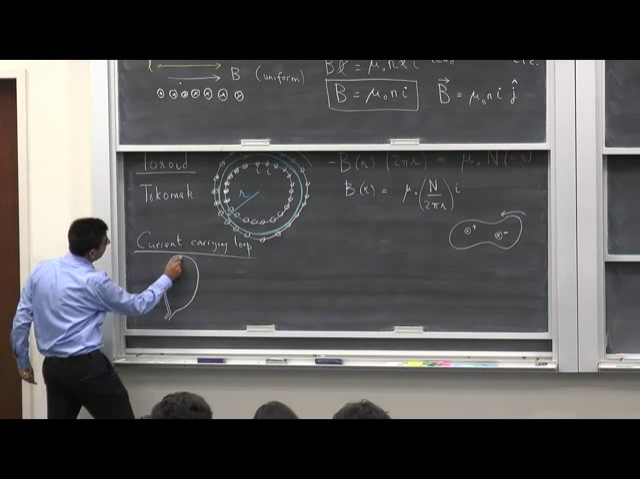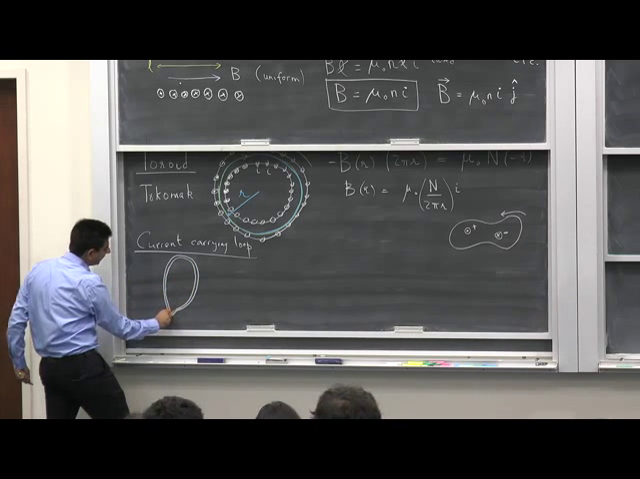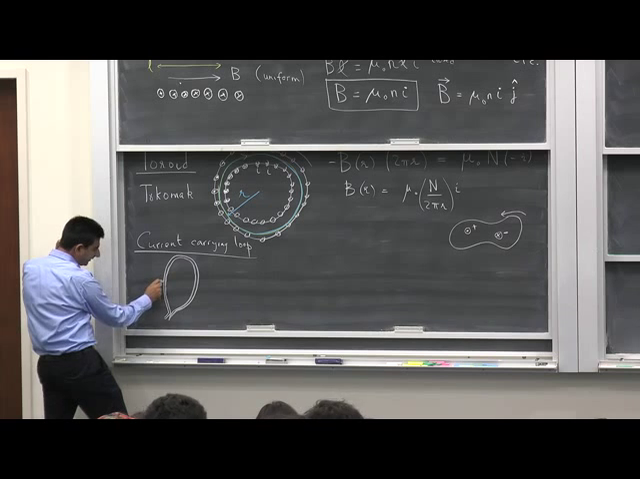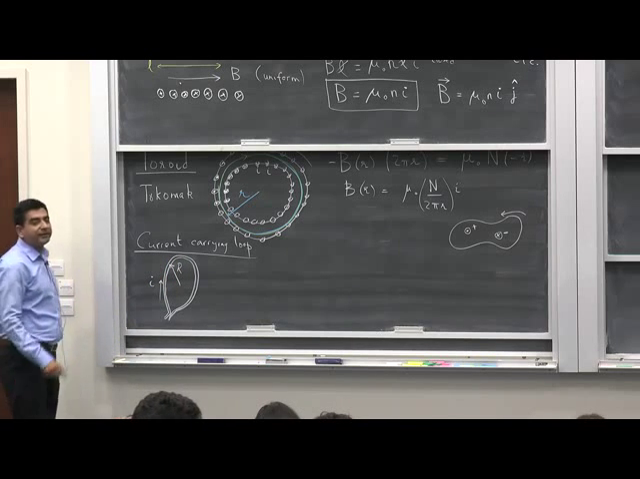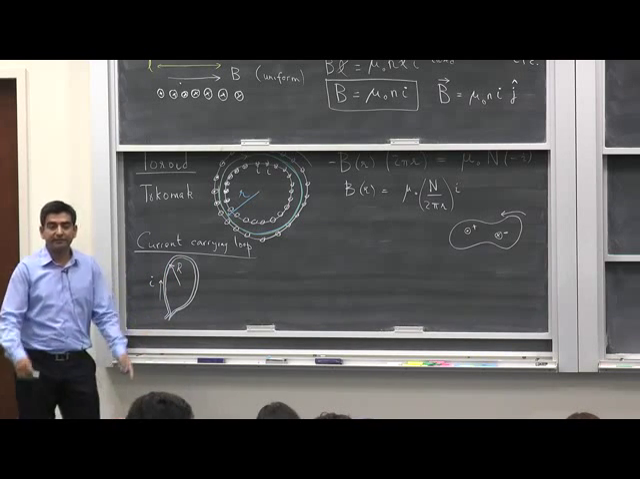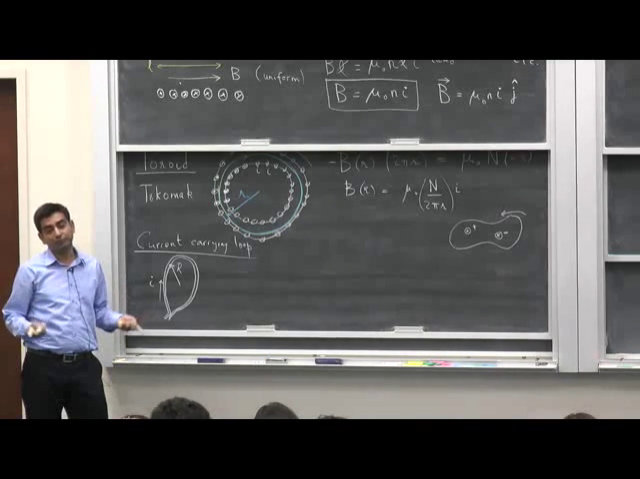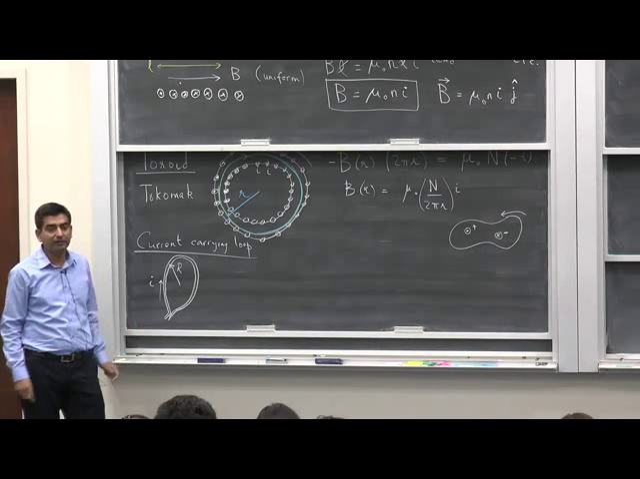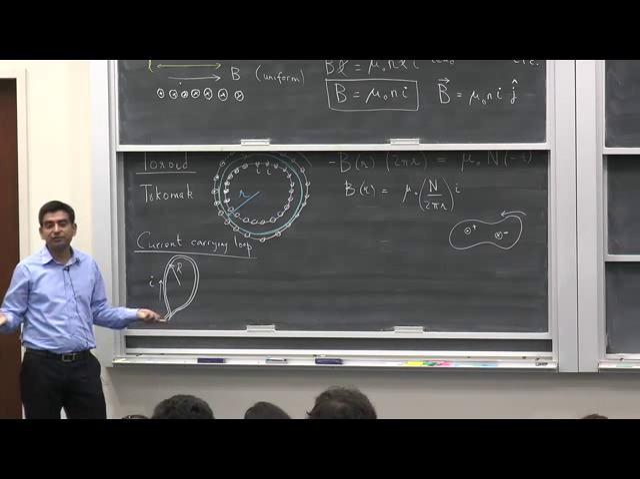I have a ring of wire, not a ring of fire, but a ring of wire that is carrying a current I, and it's a circular ring, radius capital R. Now I would like to find out the magnetic field that this circular loop produces. Now it's a single loop. Right? Now Ampere's law is always valid, just as Gauss's law is always valid.